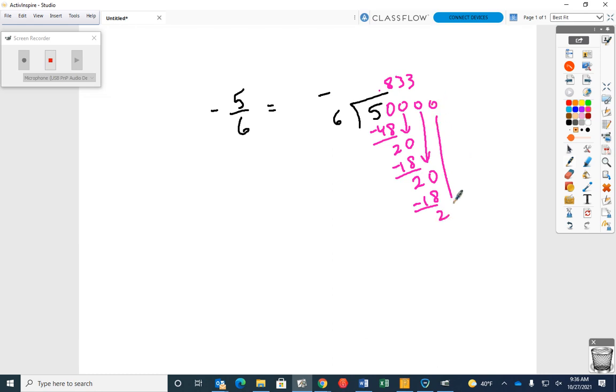What do you notice? What's happening here? What's going to repeat? The 3 is the only one repeating. So if I wrote my answer, I would not write negative 0.83 repeating, would I? The repeating bar would only go over the 3. Is this terminating? No. It's repeating. You with me so far?